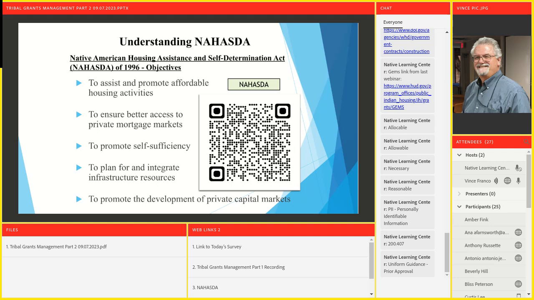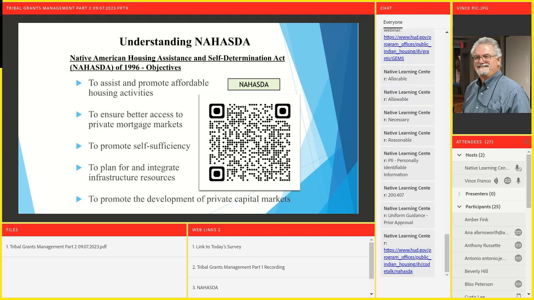Understanding NAHASDA. Here are the objectives of NAHASDA. Pretty straightforward. There are 5 of them, basically, that say a lot. The first one is to assist and promote affordable Native American housing activities, right? Second, to ensure better access to private mortgage markets. Third, to promote self-sufficiency of Native American tribes in general. Fourth, to plan for and integrate infrastructure. And the last one there, to promote and develop private capital markets.